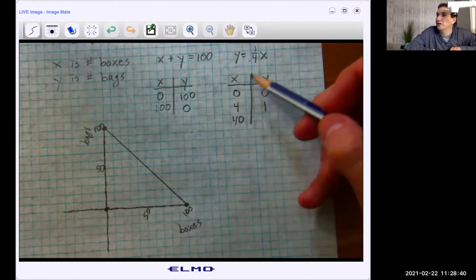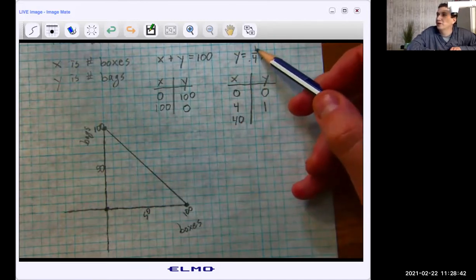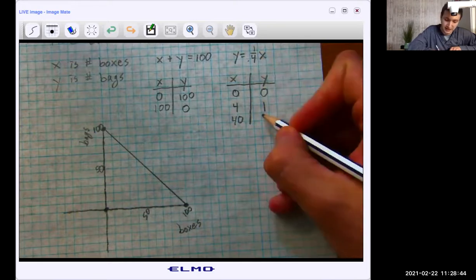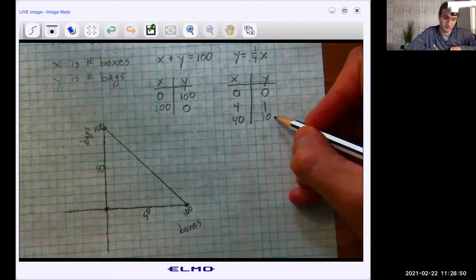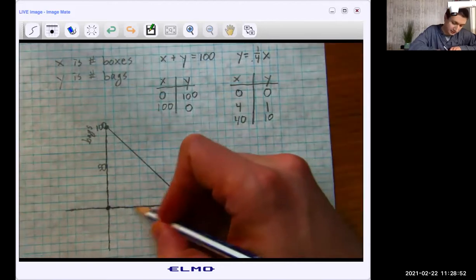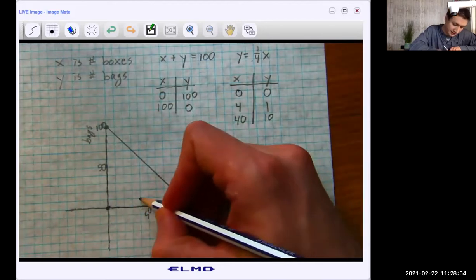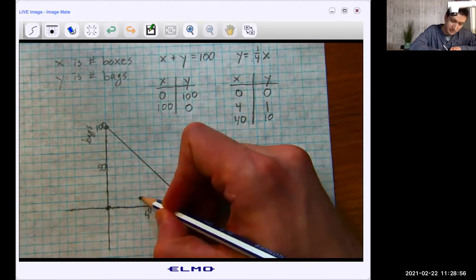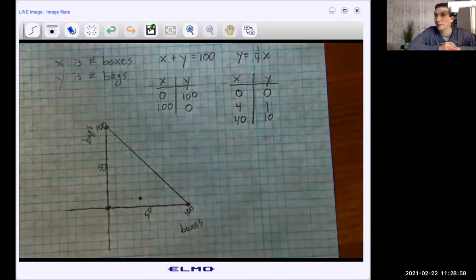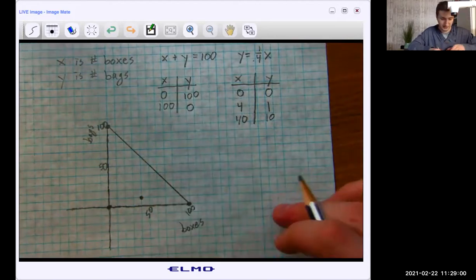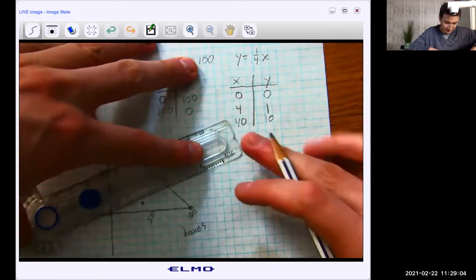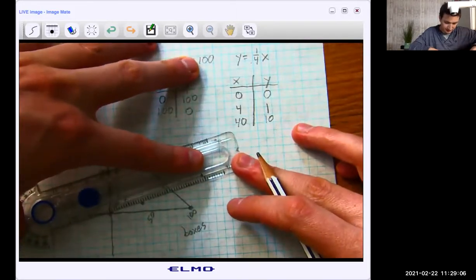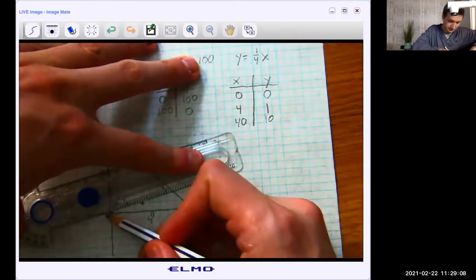If x was 40, then I'd go 40 divided by 4 and I'd get a 10. I can graph 40, 10 a lot easier than I can graph 4, 1. So I'm going to graph this one instead. X is 40, so go out to 40. Y is 10, so I go up 1. There we go. And now we find out where they meet. Ooh, I can already see it as I line up my ruler. They're going to meet right there.